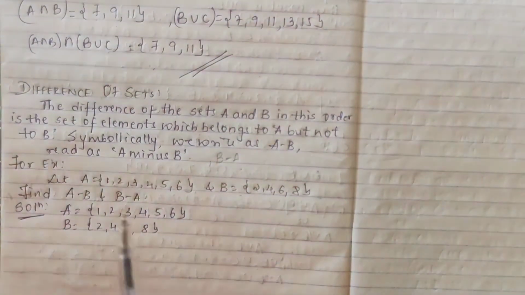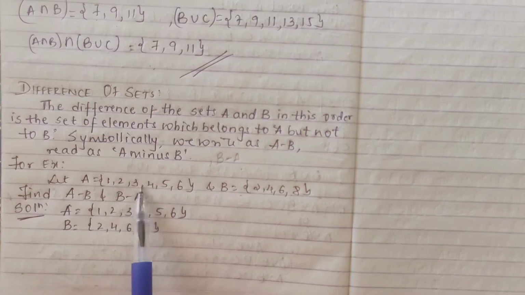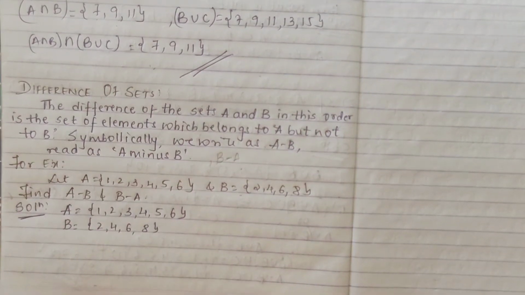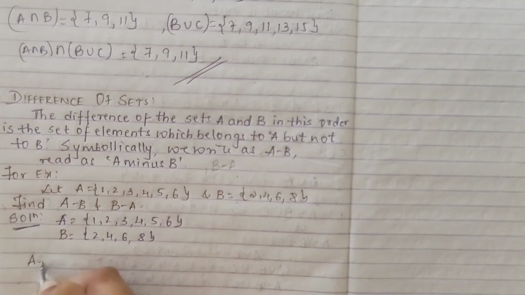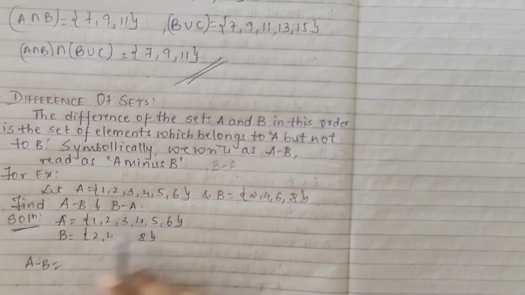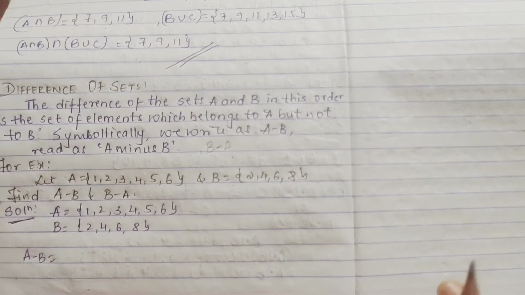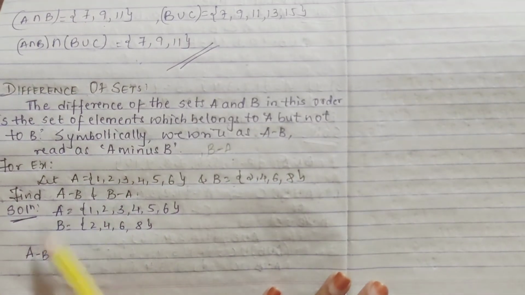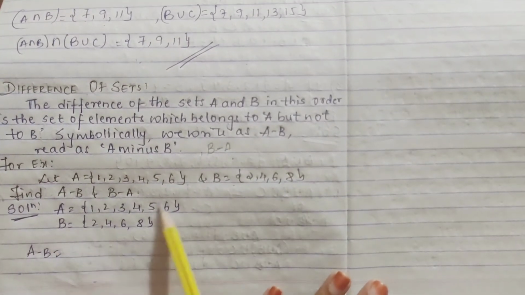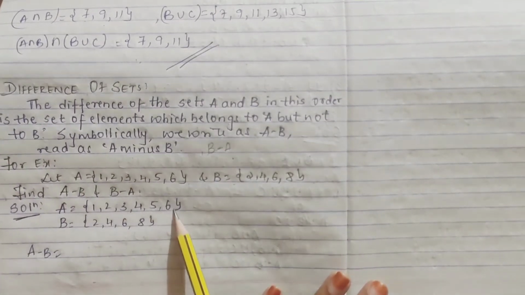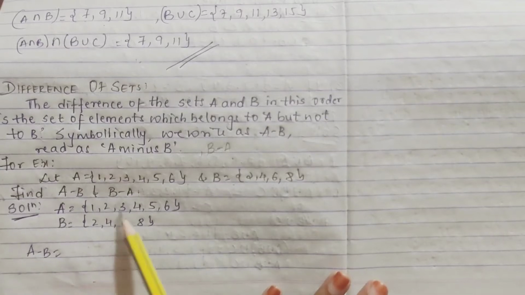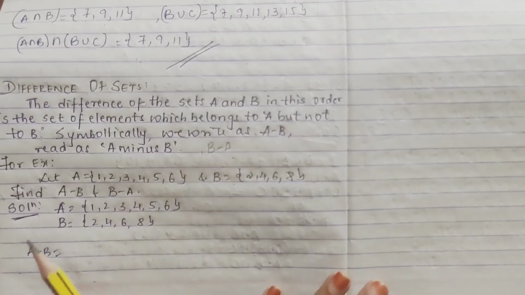So what I've said, A minus B means you have to remove the elements of B from A. Now we will do A minus B. Whatever the elements of A are, you have to check them with B. If there are some common elements, those elements you have to leave out.